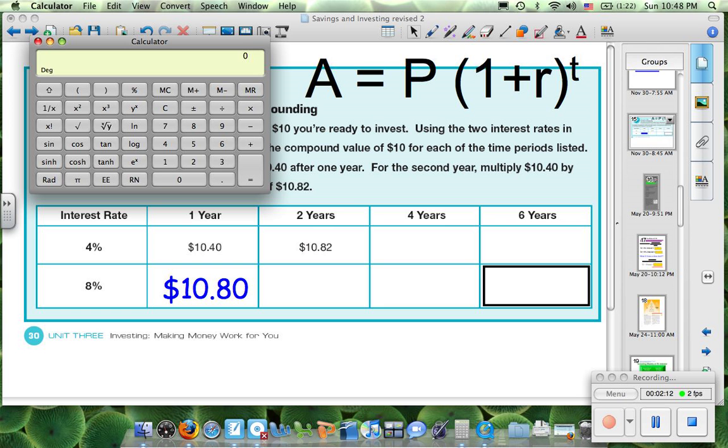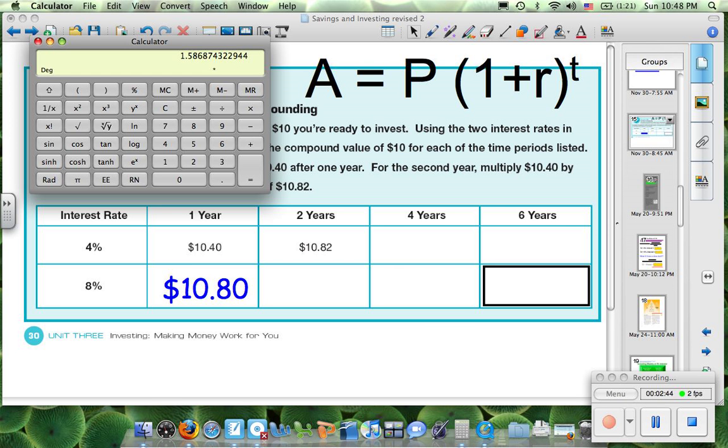So the first thing you have to do is 1 plus R, or 1 plus 0.08, and that of course should be 1.08 to the T power. Time in this case, let's do it for the last one, 6 years. So y to the x button on your calculator, 6 equals 1.586. And then times, the last thing, we times it by P, or the original amount we started with.